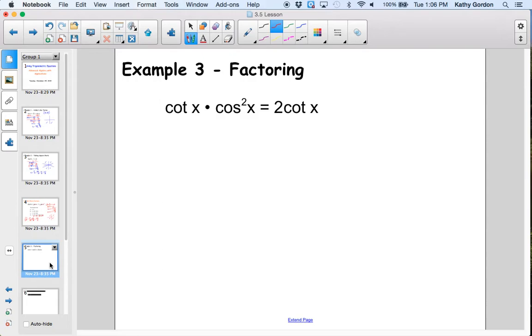So, instead of dividing both sides by cotangent x, we're actually going to kind of go back to what we did in the first example, and we're going to gather everything on one side. We're going to collect the cotangents on the same side. Okay? So I'm going to go with cotangent x times cosine squared x, and then I'm going to subtract the 2 cotangent x and make that all equal to 0.